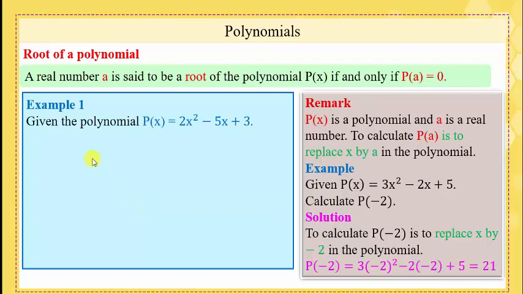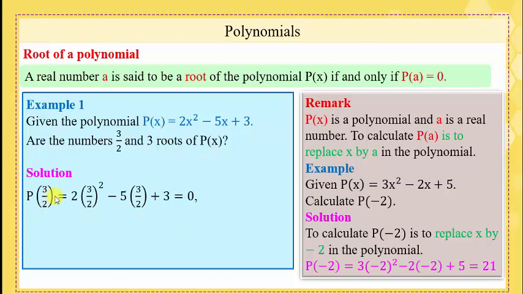Example 1. Given the polynomial p in x equal to 2x squared minus 5x plus 3, are the numbers 3 over 2 and 3 roots of p in x? Solution: we replace x by 3 over 2, so we get 2 into 3 over 2 squared minus 5 into 3 over 2 plus 3. We replace x squared by 3 over 2 squared and x by 3 over 2. After calculation, the answer is 0. As p of 3 over 2 equals 0, then 3 over 2 is a root of p in x.